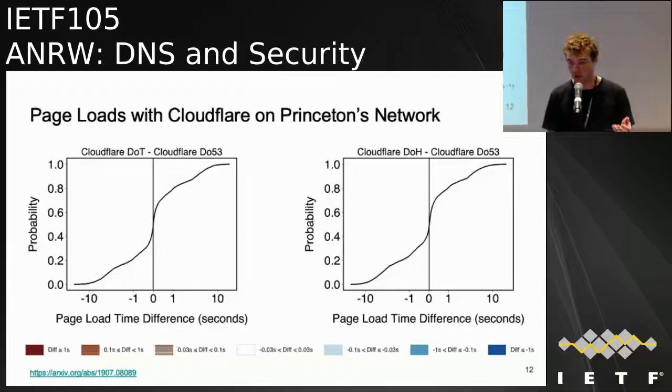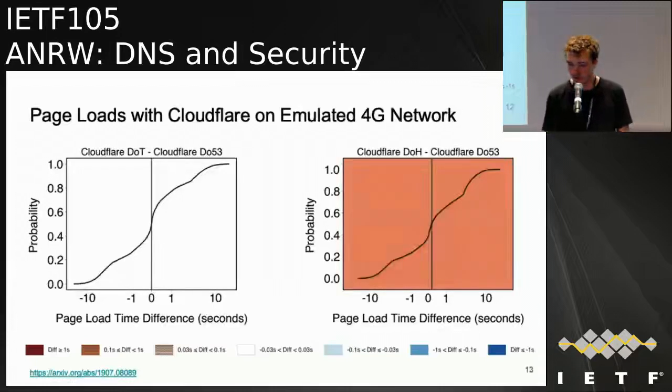The white background indicates that this difference is between plus or minus 30 milliseconds, right? So the kind of key takeaway from this slide is that if you're using DOT or DOH, the difference in page load times on a university network to Cloudflare's recursor is only 30 milliseconds. You can go to the next slide. And the picture starts to change a little once you move to an emulated 4G network.